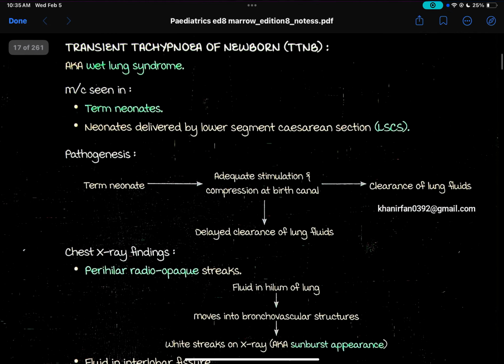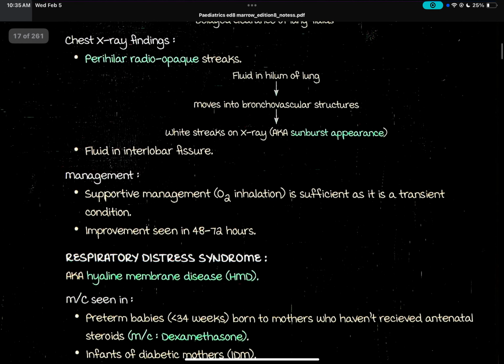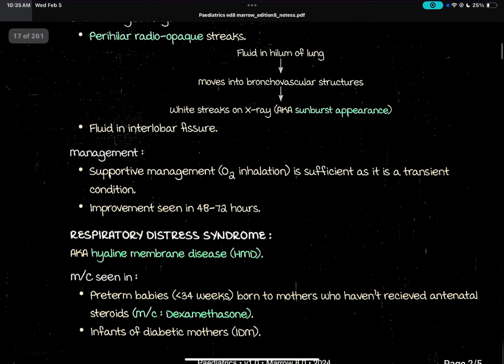Wet lung syndrome is your transient tachypnea of newborn. It happens in term babies born by C-section because there is not enough clearance of the fluids. What is the management? It is supportive O2 management, as it is sufficient because it's transient. Improvement is seen within 2 to 3 days.